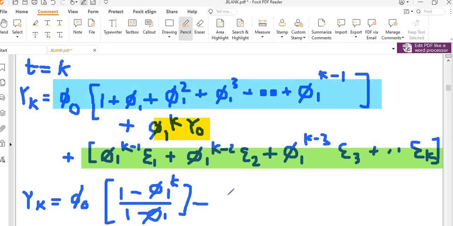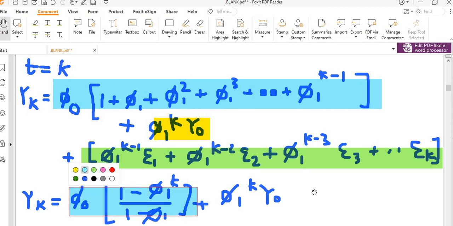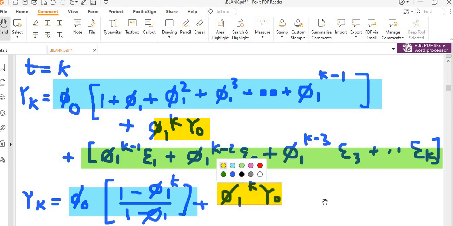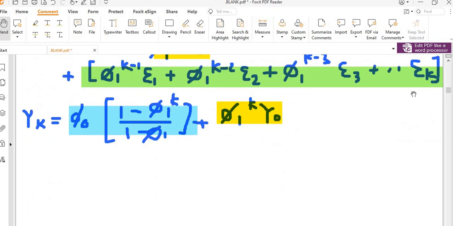Then we are going to keep the phi 1 to the power k, y naught term. We can't shorten it any further, so let me just highlight this portion. So this blue highlight becomes this. You have this yellow highlight which is here. So the first two terms are over, and then we have to work with this.